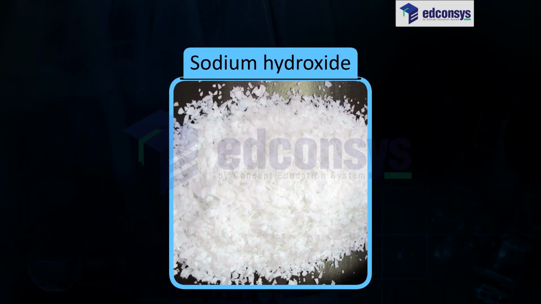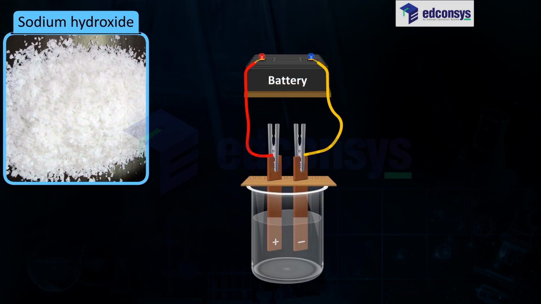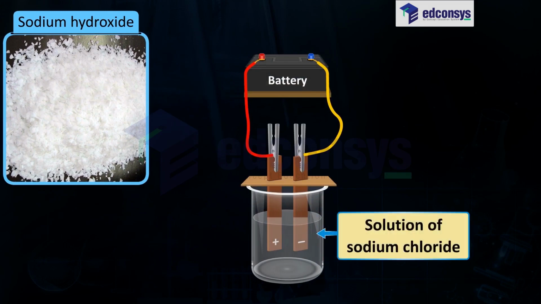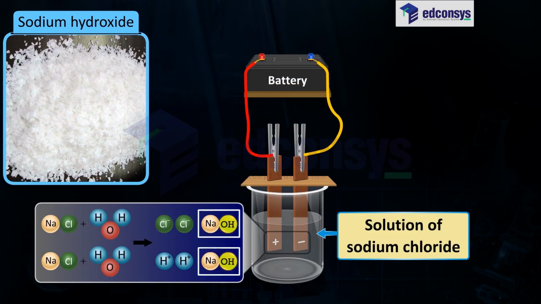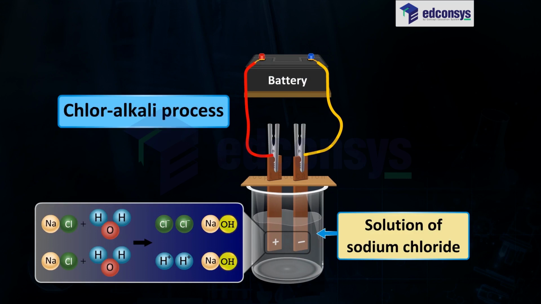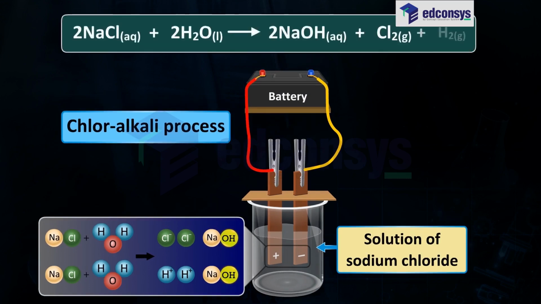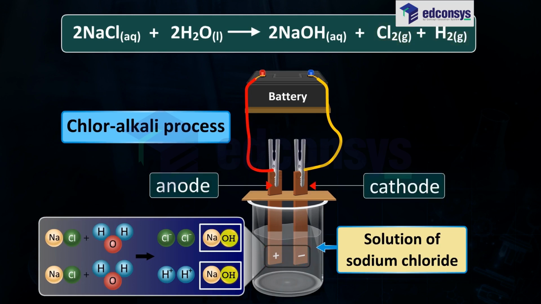Sodium hydroxide. When electricity is passed through an aqueous solution of sodium chloride, it decomposes to form sodium hydroxide. The process is called the chlor-alkali process because of the products formed, chlor for chlorine and alkali for sodium hydroxide. Chlorine gas is given off at the anode and hydrogen gas at the cathode. Sodium hydroxide solution is formed near the cathode. The three products produced in the process are all useful.